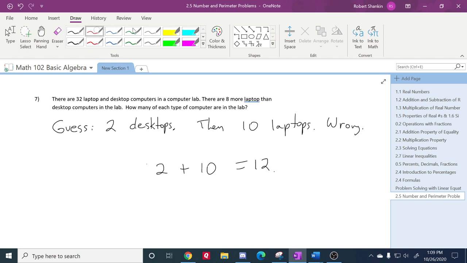And now I'm going to go back. I'm going to call this X. It's going to be the right number of desktops. I just don't know what number it is. So I call it X. And then if that one's X, what does this one become? Instead of 2, I pick X. This one becomes, and I'm going to ask for a suggestion. Does anybody know what I would put for this one?